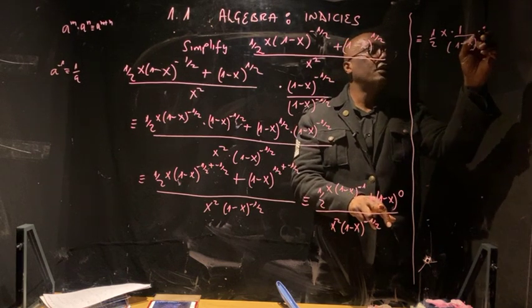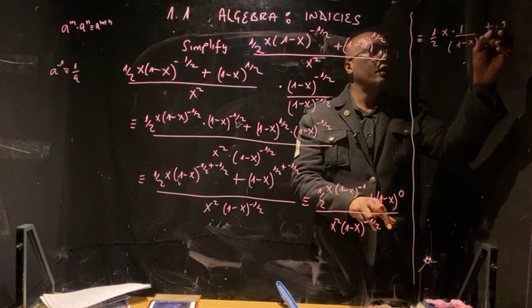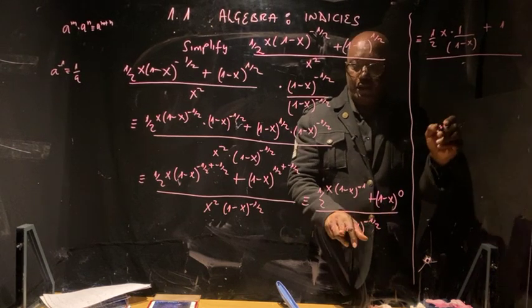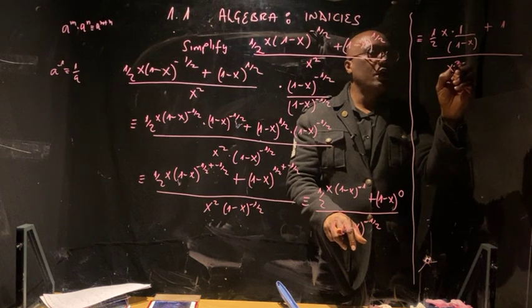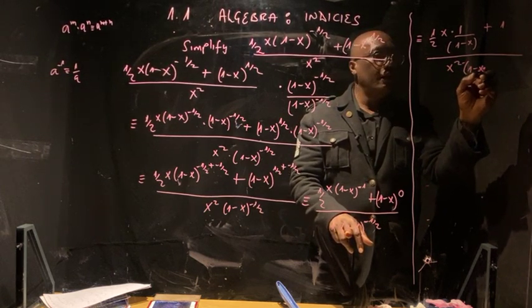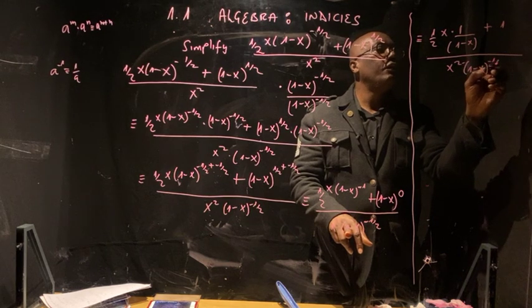20 raised to the power 0 is equal to 1. 45,000 raised to the power 0 is equal to 1. So, any expression that is raised to the power 0 is equal to 1. So we can see that the whole expression here is equal to 1. So it becomes 1. Then they have a common denominator, which is x squared 1 minus x raised to the power negative half.